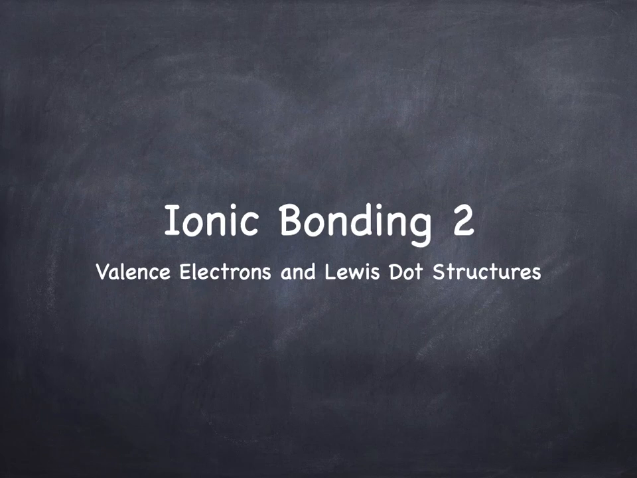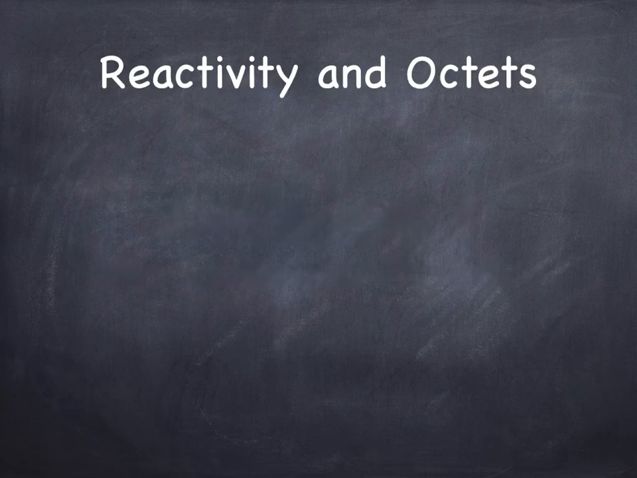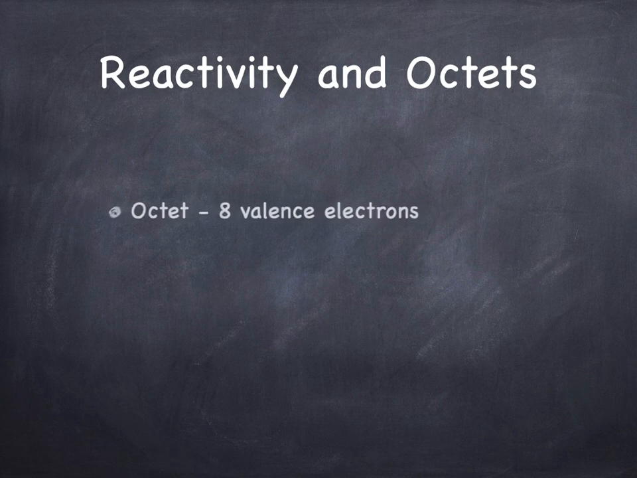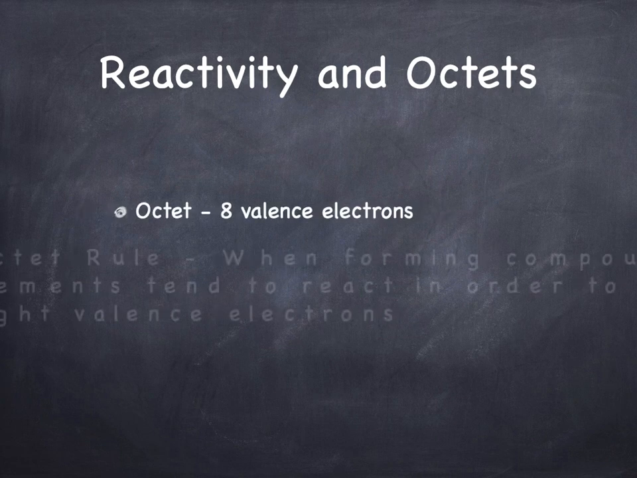In this video, we're going to take a closer look at valence electrons. You'll recall that valence electrons are the electrons in the highest occupied energy level, and they can be predicted from location on the periodic table. With respect to valence electrons, again, the most stable arrangement is a full s and p sublevel of the highest energy level, which accounts for 8 valence electrons, or what we refer to as an octet.